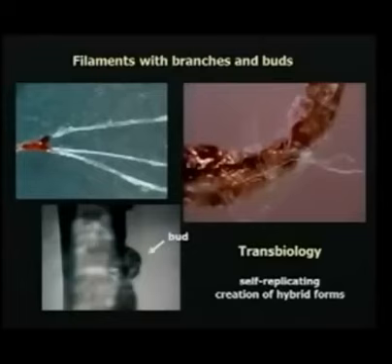You can see in these pictures the tubular filaments with the branches. They're branching off. That's their self-replication. They're creating new colonies. And you can also see in the bottom picture a little bud. That's the beginning of a new fiber.